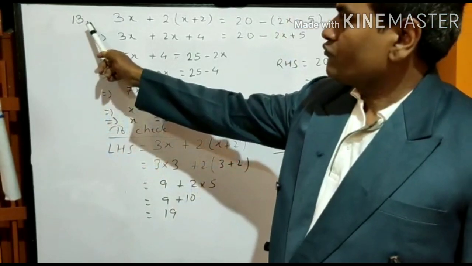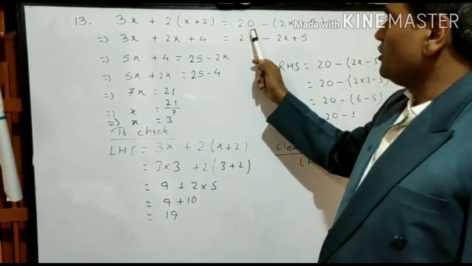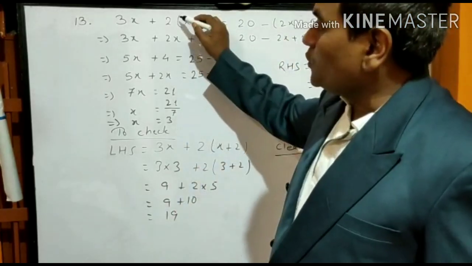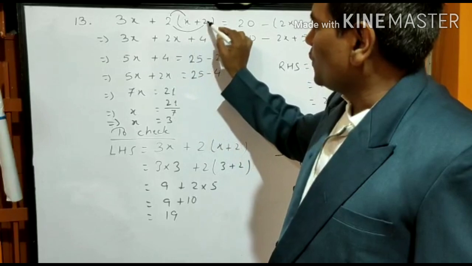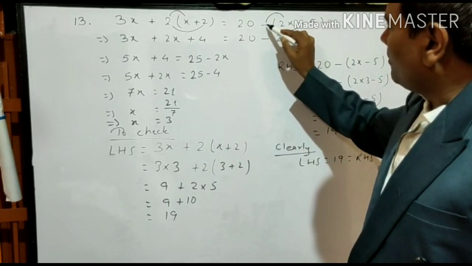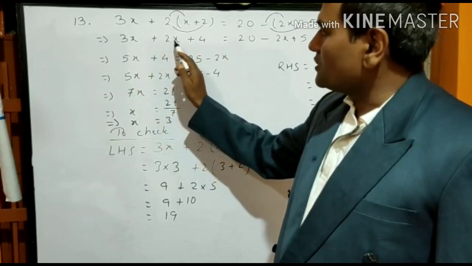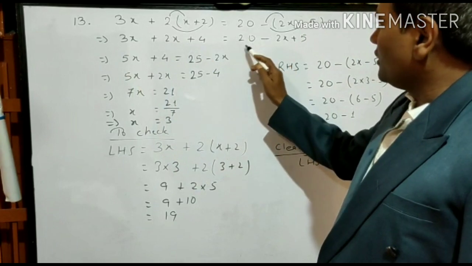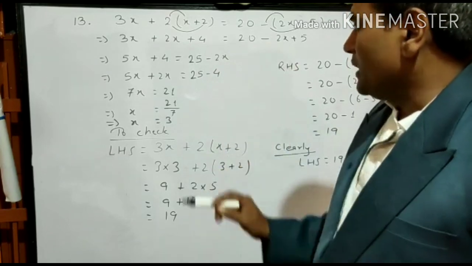Question number 13. 3x plus 2 into x plus 2 equals 20 minus 2x minus 5. Here we are using distributive property. 2x 2 2 is 4. Here also minus 2x minus minus plus 5. Now let's see 3x plus 2x, 5x plus 4. In the right hand side 20 is positive, 5 is positive. So 20 plus 5 is 25 minus 2x.